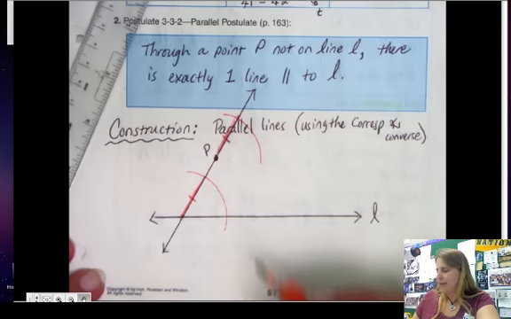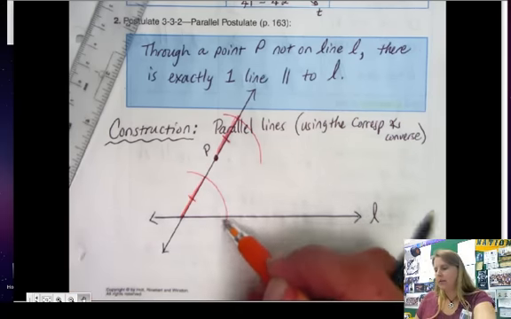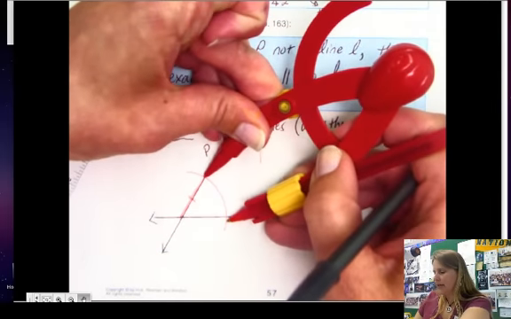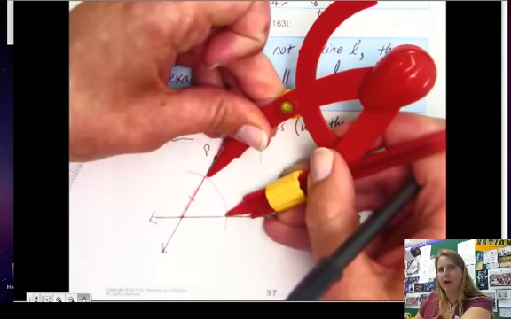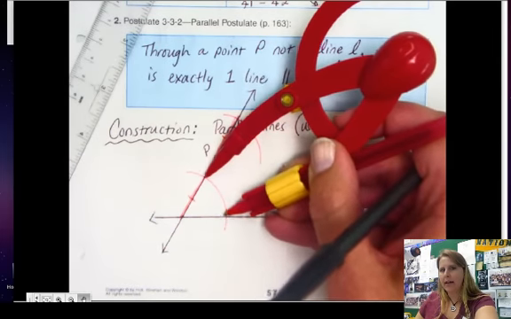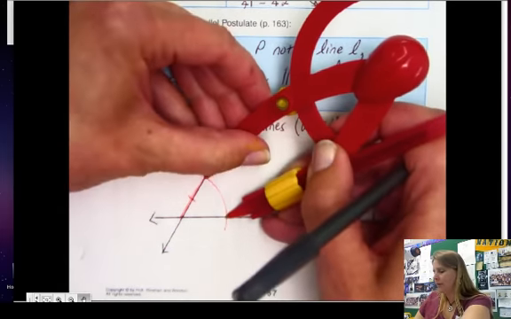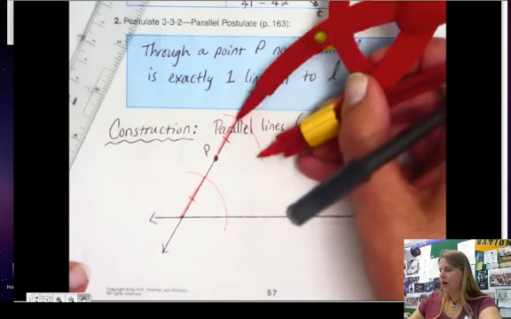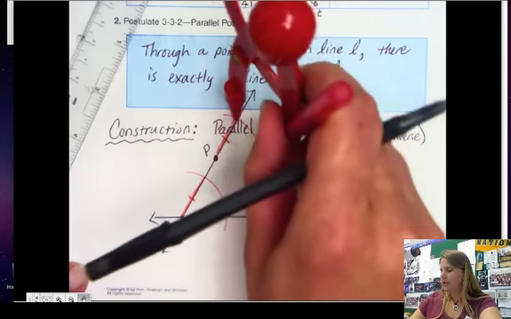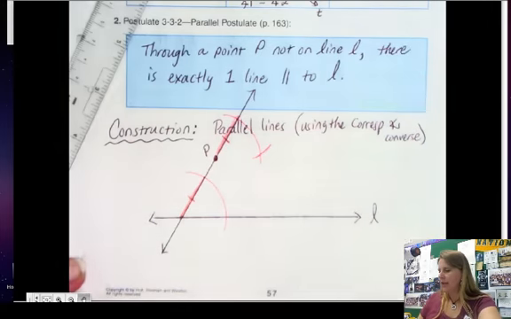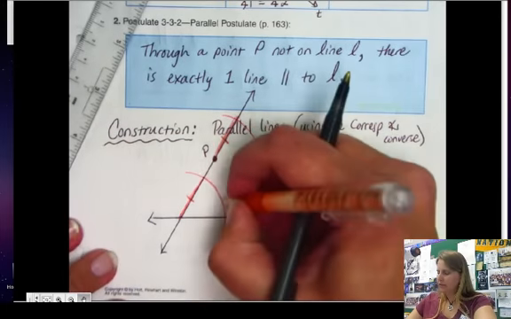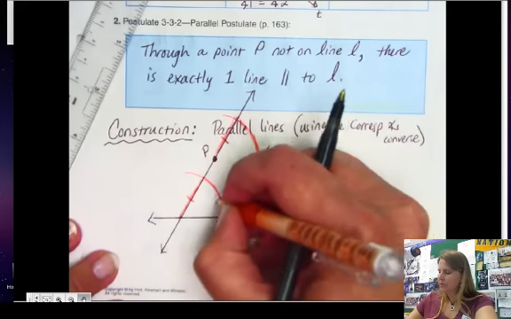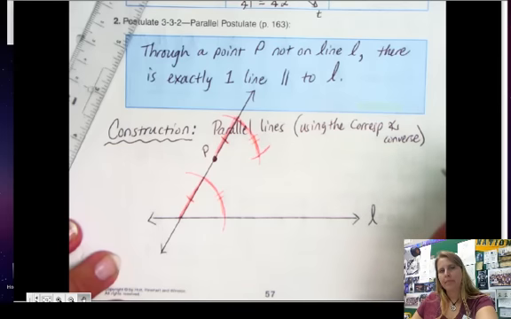Then what we're going to do is we're going to measure how big the arc is. So I'm going to take my compass, and I need to open it up so that it is the same length of this arc going from that line down to line L. So right about there. And I'm going to use that measure to copy it up here, just like so. So that this arc here is the same measure as this arc here. So those two are congruent arcs.